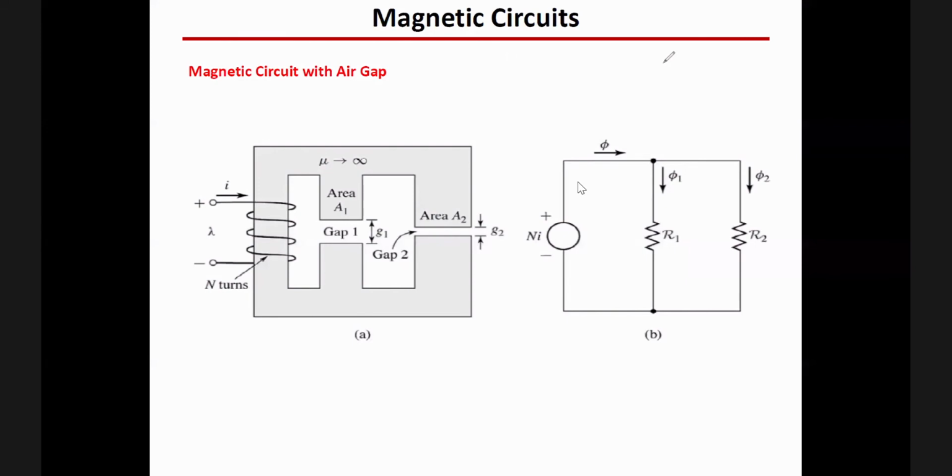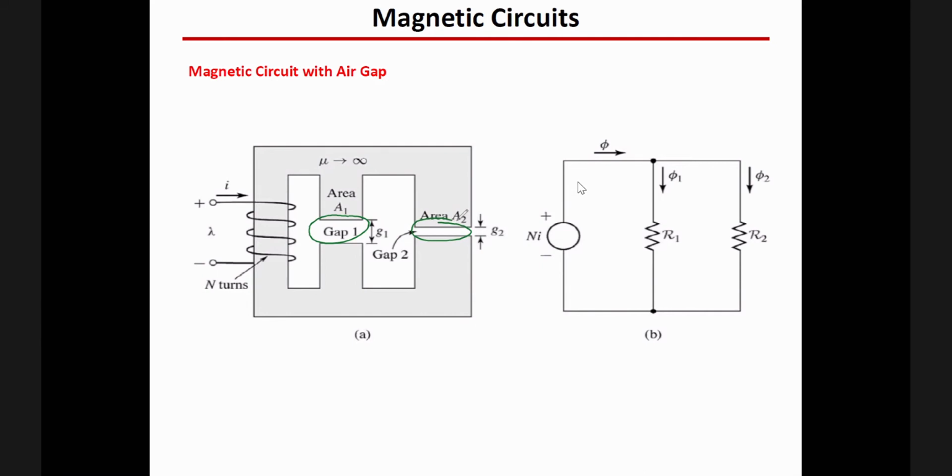This is an example here of converting a magnetic circuit with an air gap. What do I mean by air gap? Which is basically this. And also this air gap. Meaning that we have a magnetic core and air gap.